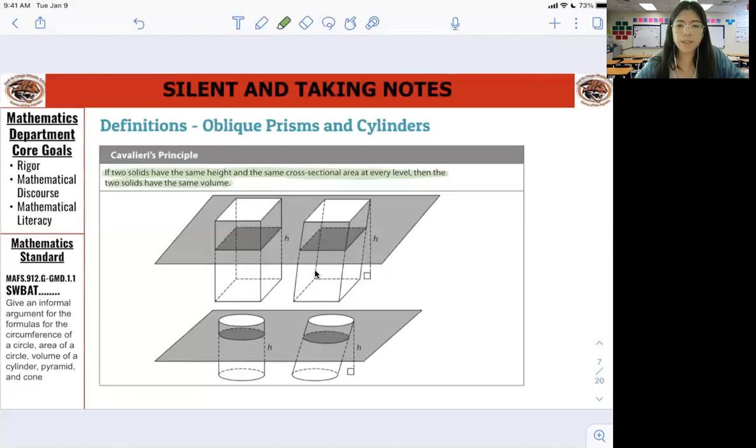So you can see these examples that you have a right prism and then you have an oblique prism. You have a right cylinder and then you have an oblique cylinder. And even though one is leaning and the other one isn't, they're still going to have the same volume as each other because the height is the same and the area of the base is the same. So it doesn't change the volume at all.